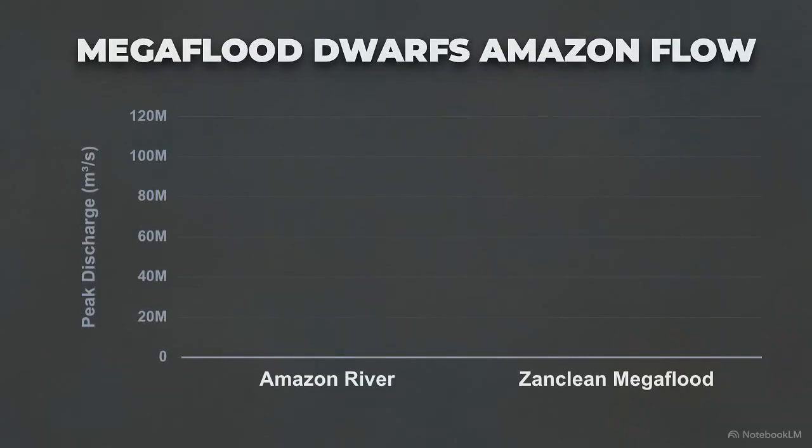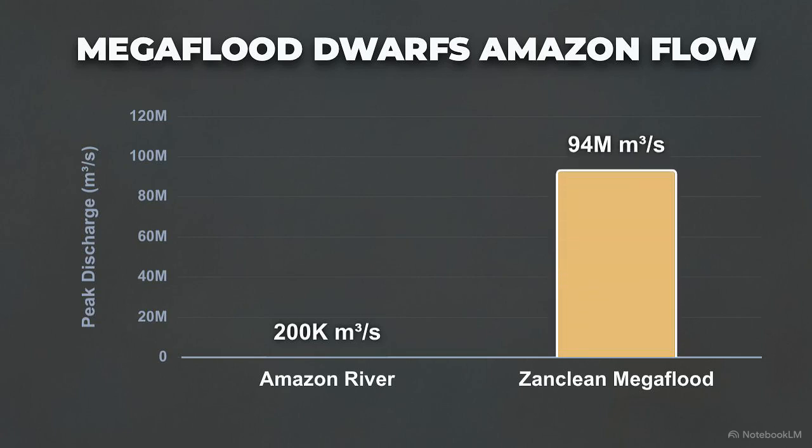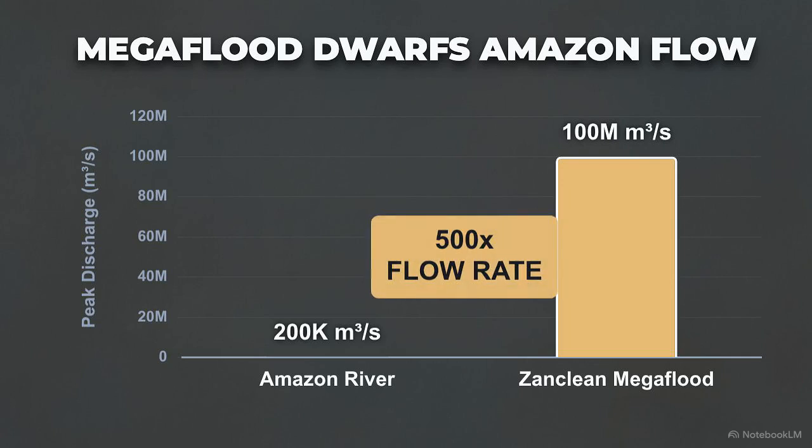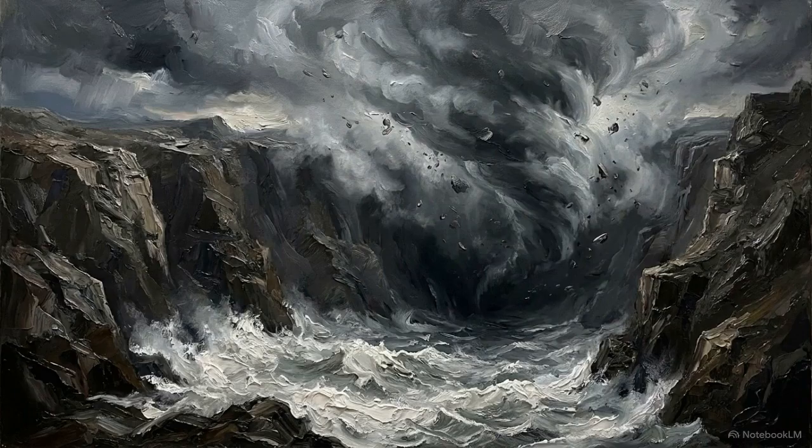This bar chart puts the scale of that breach into perspective. The water rushed in at a peak discharge of 100 million cubic meters per second. That is roughly 500 times the flow rate of the Amazon River. The water fired through the newly opened channel at 72 miles per hour. The friction of the water was so intense that it dragged the atmosphere down with it, generating tropical storm-force winds deep inside the basin.